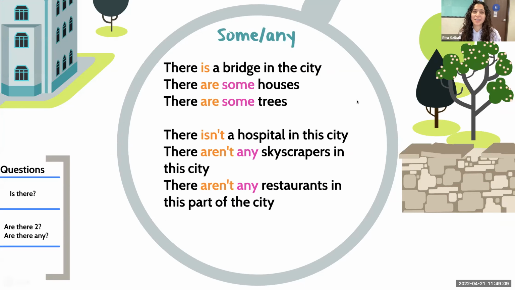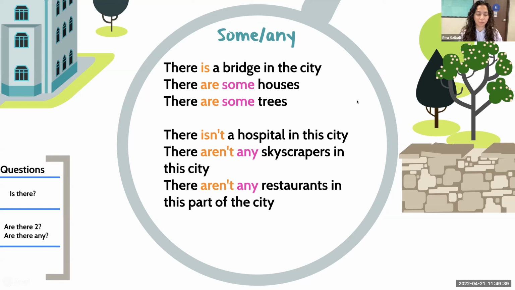Then there are some and any. Okay? So when we use some or any, we use are, okay? So if you see, there are some houses, there are some trees. We don't say there is some dogs, because usually when we talk about some, we're talking about more than one, okay?